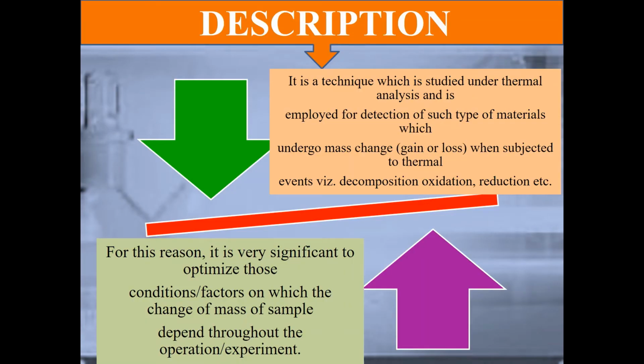Description. It is a technique which is studied under thermal analysis and is employed for detection of such type of materials which undergo mass change, that is gain or loss, when subjected to thermal events: decomposition, oxidation, reduction. And for this reason, it is very significant to optimize those factors on which the change of the mass of the sample depends throughout the experiment.